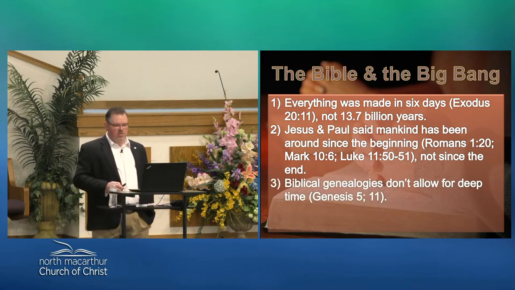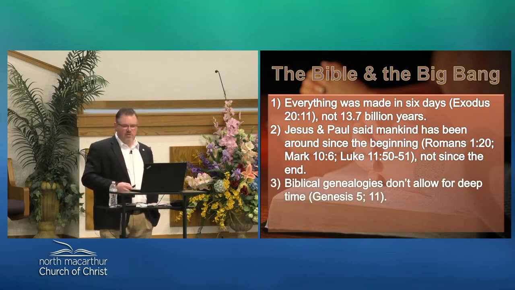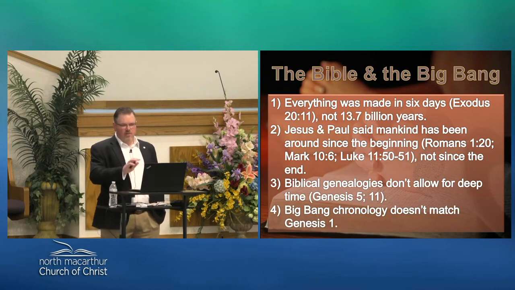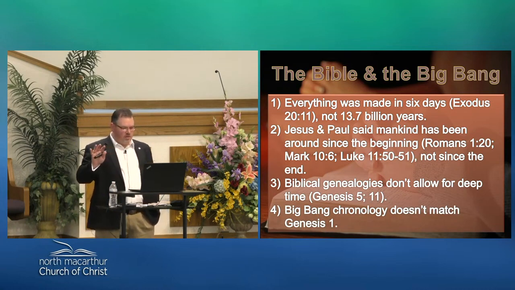Number 3, the biblical genealogies in Genesis 5 and 11 don't allow for the deep time that's required, the billions of years that's required by the Big Bang. And number 4, the chronology of events in the Bible don't match up to the Big Bang chronology.